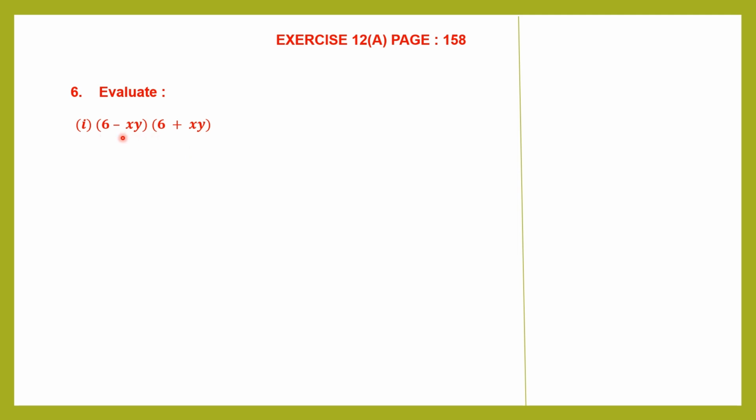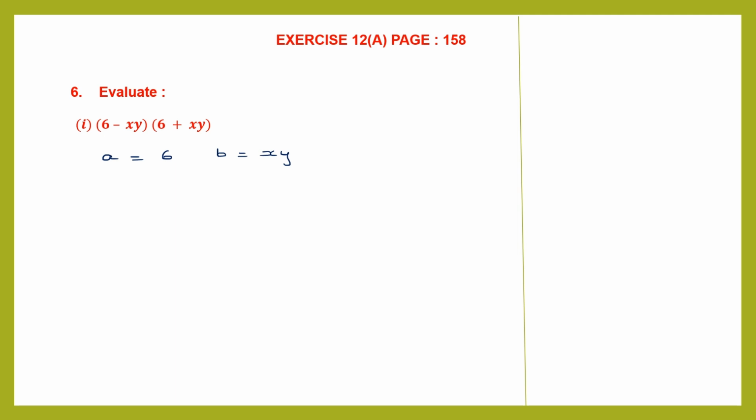Can you see 6 xy? The terms are the same. One is the difference and the other is the sum. So when you have to find the product of the sum and difference of terms like this, we use the direct method. In that case, the first term will be A and the second term will be B. So A is 6 and B is xy.